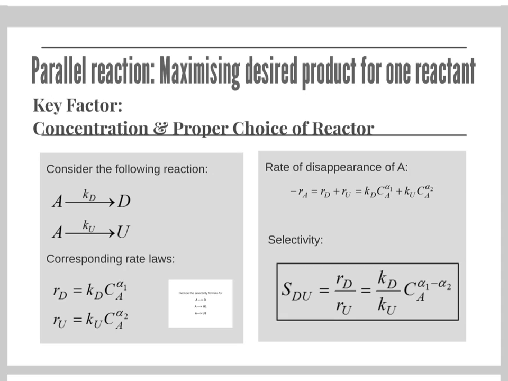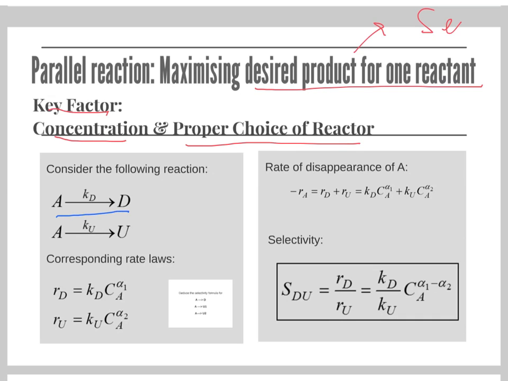Okay. In order for us to maximize the desired product for one reactant, hence we will maximize the selectivity. Basically, there are several key factors that we can change in order to maximize the selectivity. The first key factor is the concentration as well as proper choice of reactor. So we consider the following reaction.